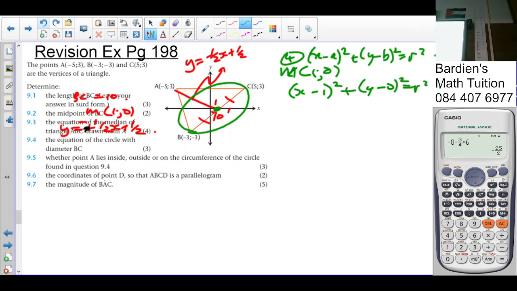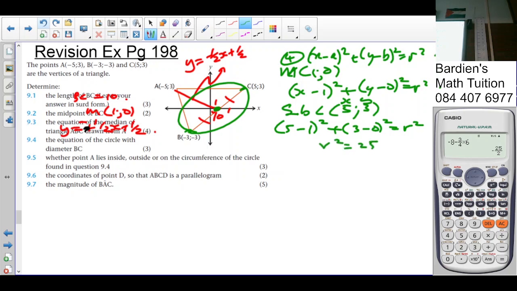Now to calculate r, I'm going to substitute one of the points on the circumference of the circle. So I'm going to substitute C, which is 5 and 3. So this is x and y. I could have either gone with C or B. So it's going to be 5 minus 1 squared plus 3 minus 0 squared is equal to r squared. So 5 minus 1 is 4, squared is 16, 3 squared is 9, it's 25, so r squared is 25. I don't have to take the square root thereof, because I need r squared. So it's x minus 1 squared plus y squared is equal to 25. That's the equation of that circle.